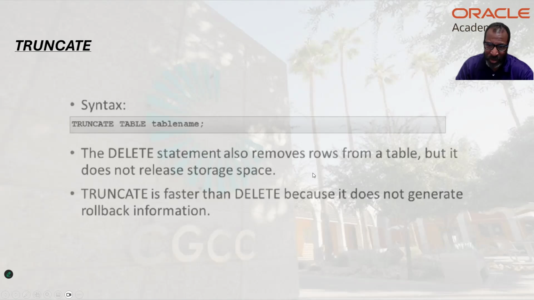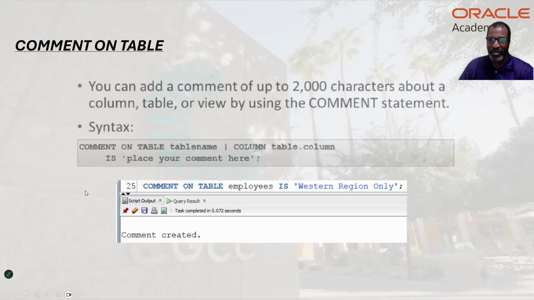The DELETE statement also removes the rows from the table, but does not release the storage. That's the difference between truncate and delete. Truncate releases the storage space, so it clears out memory and so on, whereas delete just deletes the data. Truncate is faster than delete because it does not generate rollback information. Delete generates rollback information. So please remember that.